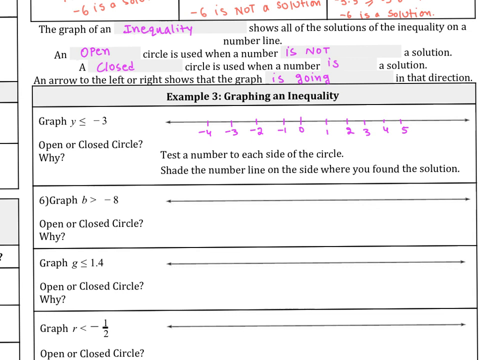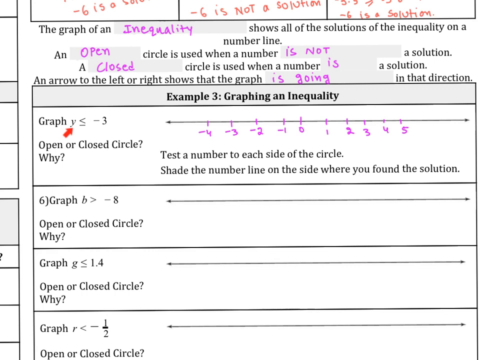So now we can test any number here. We can test negative 3, put negative 3 here, negative 3 less than or equal to negative 3, which is true, so it means it's a solution. We already said that if it is a solution, then we're going to use a closed circle. Closed circle if it is a solution. So we can plug in here negative 4. Negative 4 is less than negative 3, that's a solution.